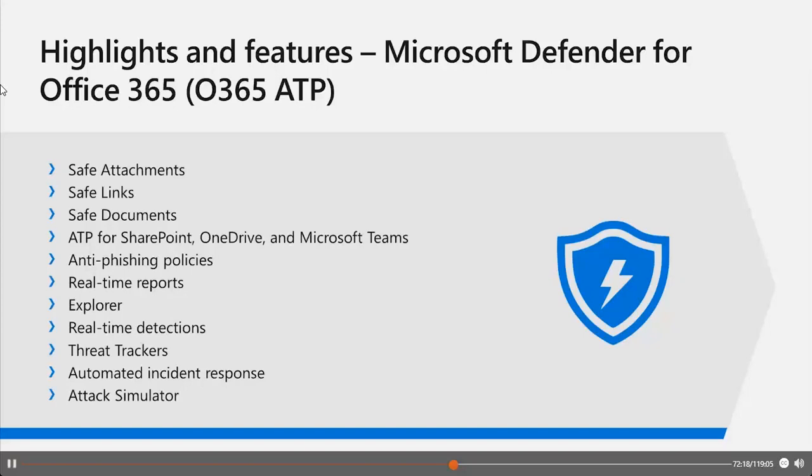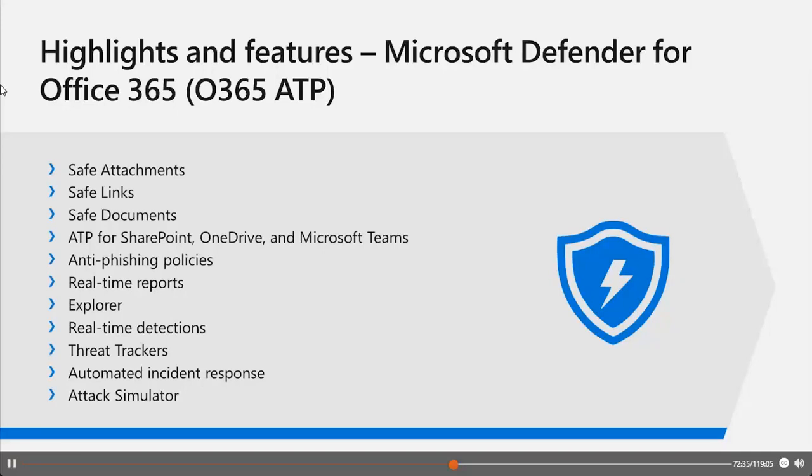Then we have ATP for SharePoint, OneDrive and Microsoft Teams to detect and block files that are identified as malicious, for example. The anti-phishing policies check the incoming messages for indicators. Yeah, that's the phishing topic, for example.